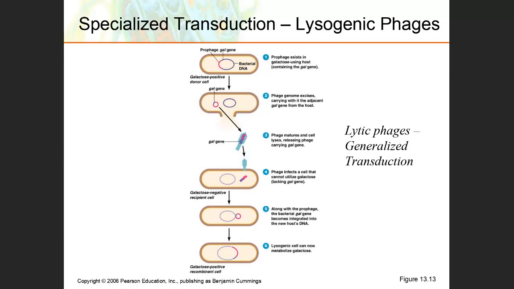So now let's go back and revisit transduction. Remember, we said that there were 3 mechanisms of horizontal gene transfer. And transduction was mediated by a virus. So what were the other 2 mechanisms of horizontal gene transfer? Transformation. Yep. And?